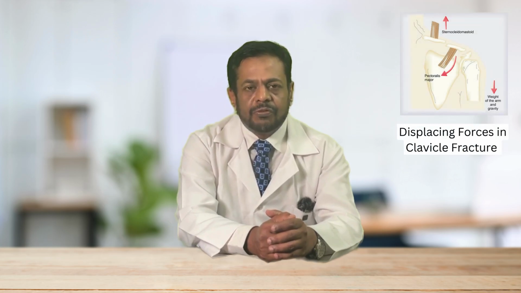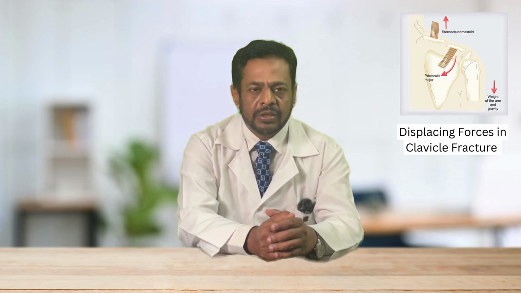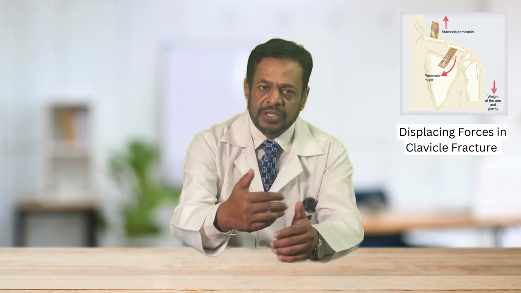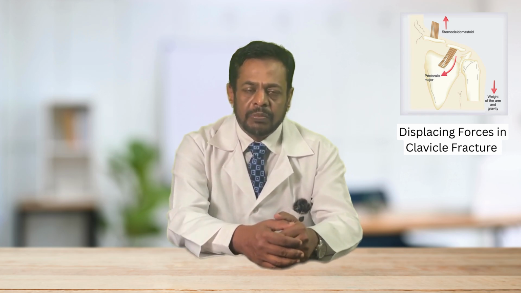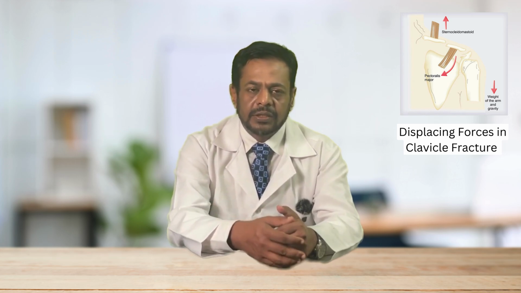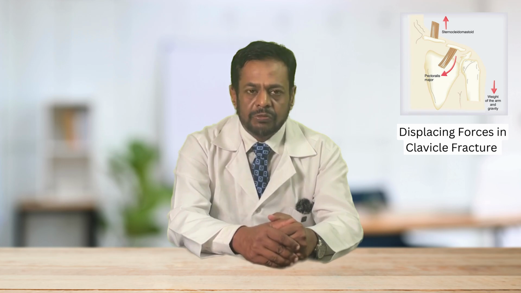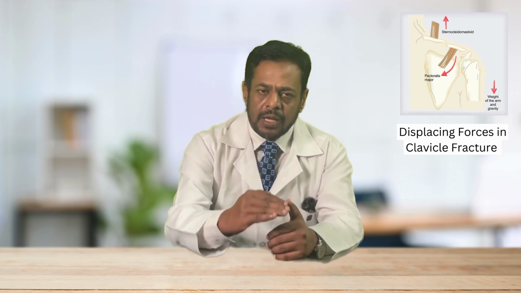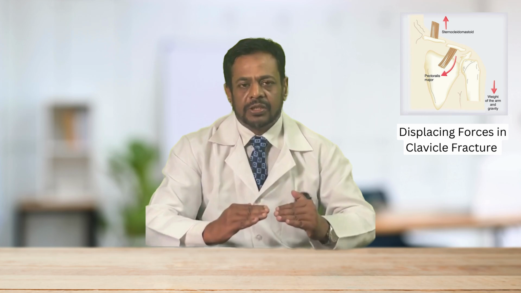The displacing force when the fracture occurs in the middle third, which is the commonest fracture: the sternocleidomastoid, which is attached on the superior aspect medially, will be pulling it upwards, and on the lateral side, the trapezius and the deltoid muscles will also make the angulation superiorly. So whenever the fracture occurs, it angulates like that.